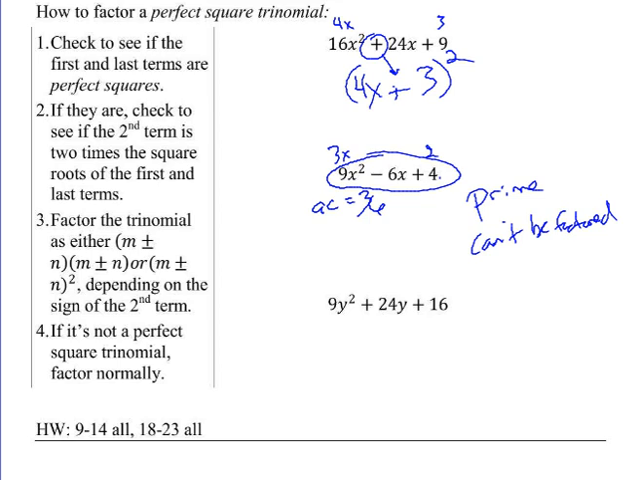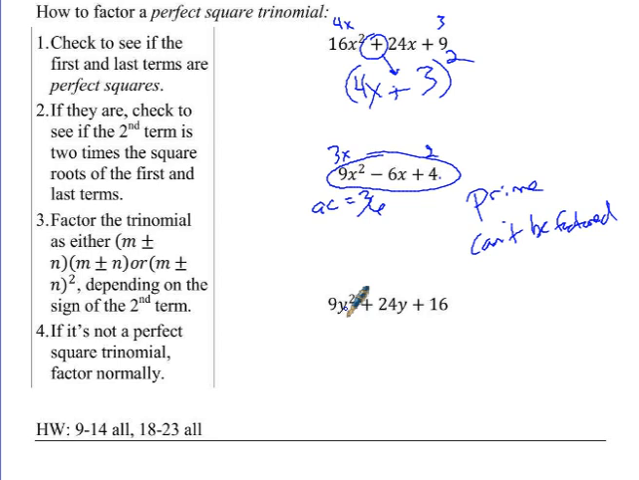Okay, for the third one, I'm looking at this 9 and this 16, and I really don't want to do A times C. I really don't want to do the box method because 9 times 16 is a big number. I can't even do that in my head. It's way too big. So let's check to see if this pattern works, and if it does, then I can just write my answer as a perfect square.